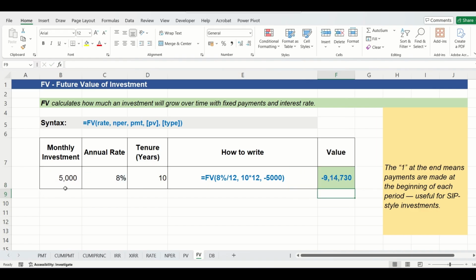So if you invest 5,000 rupees every month for a tenure of 10 years with an annual rate of return of 8%, then your corpus will grow to 9,14,730 rupees. So now you know how the financial influencers tell you the corpus at the end of the investment.